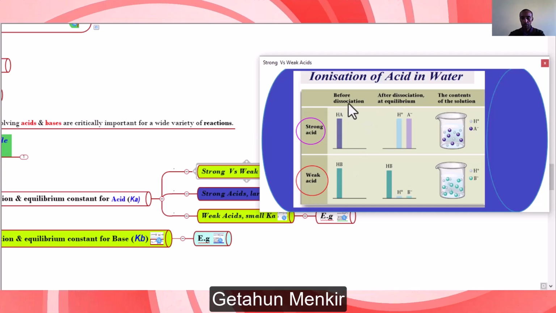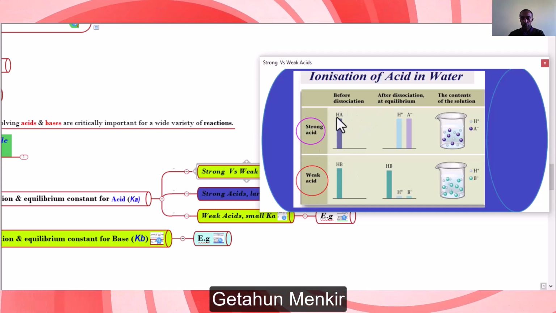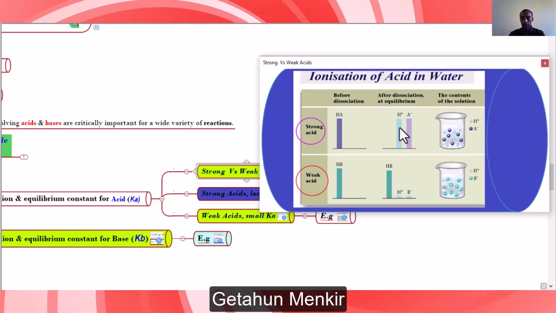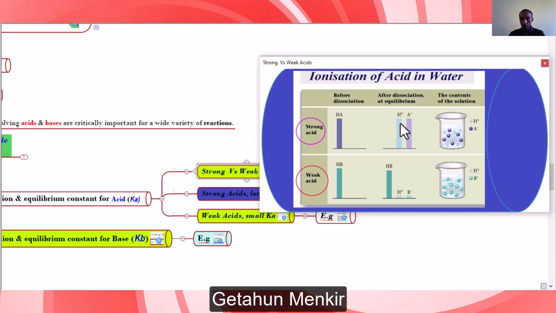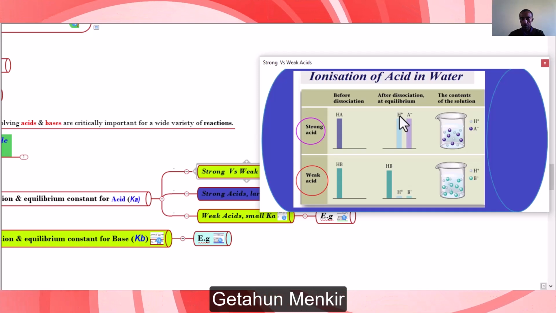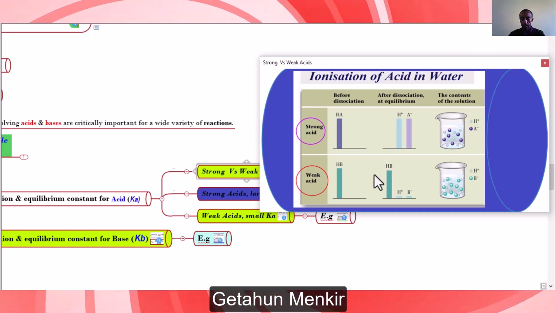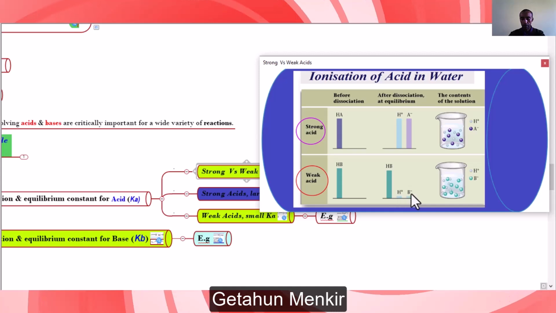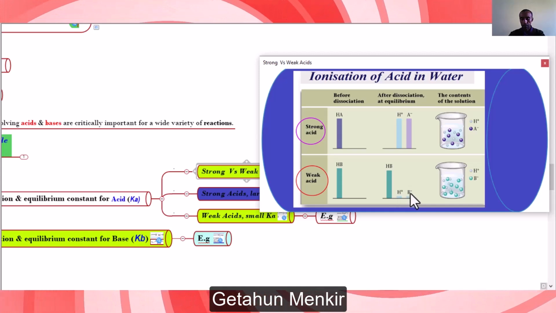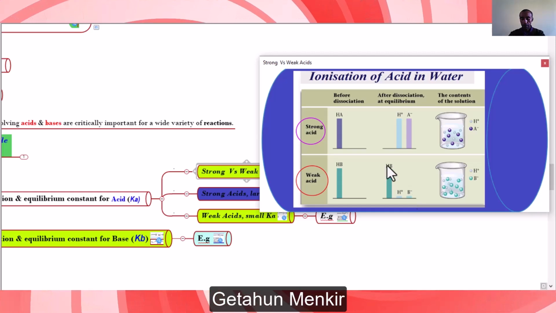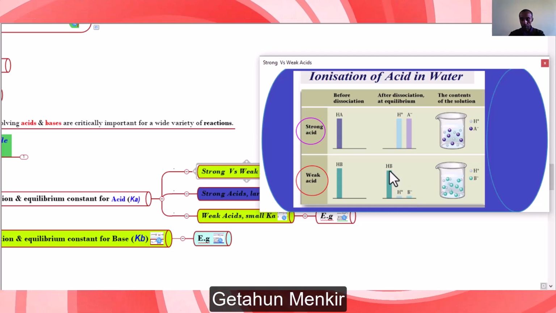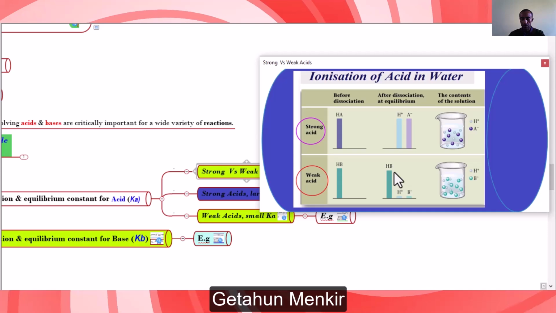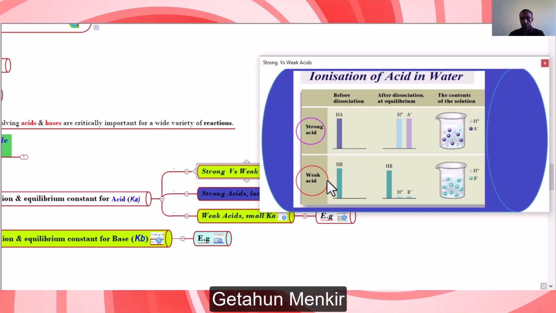As you can see from this diagram, if you consider this a strong acid, then after the dissociation at equilibrium, there is a complete dissociation into H plus and A minus. But from the weak acid, there is some hydrogen ion and some negative ion that is dissociated, and here we have undissociated species of the acid. So, as some of the acid is undissociated, this chemical substance can be considered a weak acid.